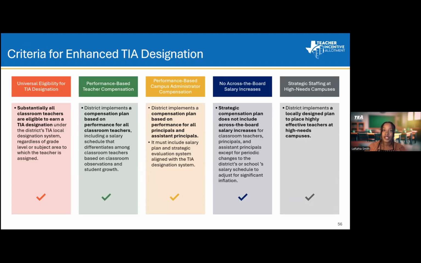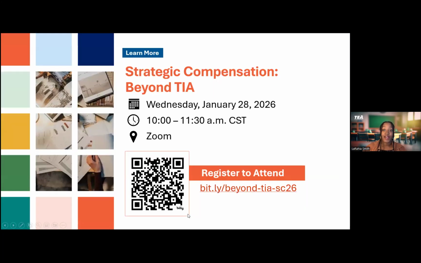So if your district uses an HB2 compliant strategic compensation system or plans to implement one by the 2026-27 school year, please email us at tia@tea.texas.gov for more information about enhanced TIA. And then finally, if you want to learn more about building an HB2 compliant strategic compensation system, don't miss this opportunity to attend this webinar on January 28th that's hosted by the Center for Strategic Compensation. I'll hang out and answer any questions that are posed in the chat, but otherwise I'll transition it back to Teresa to go over next steps.